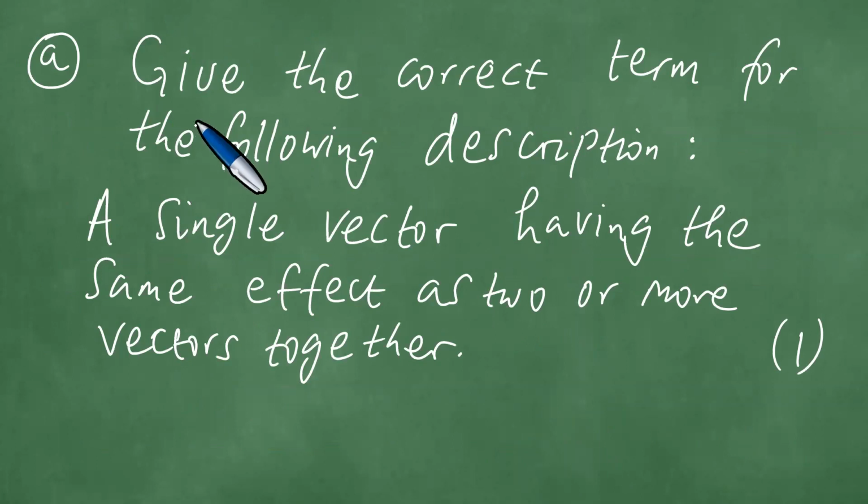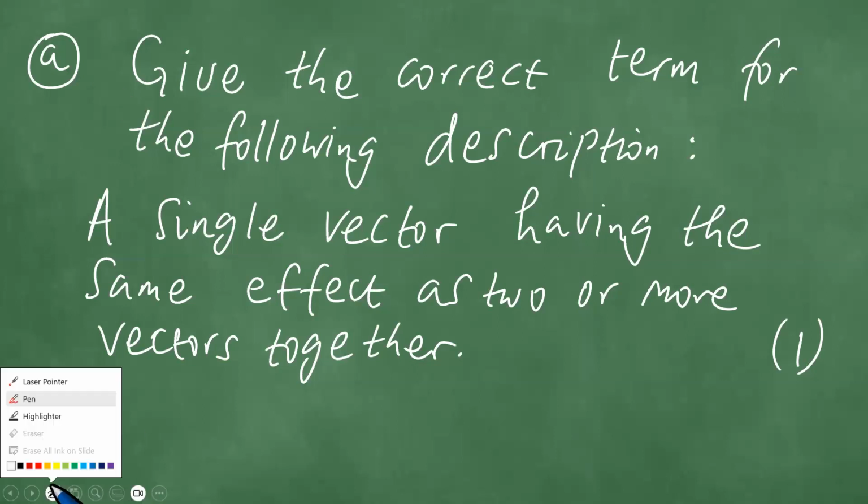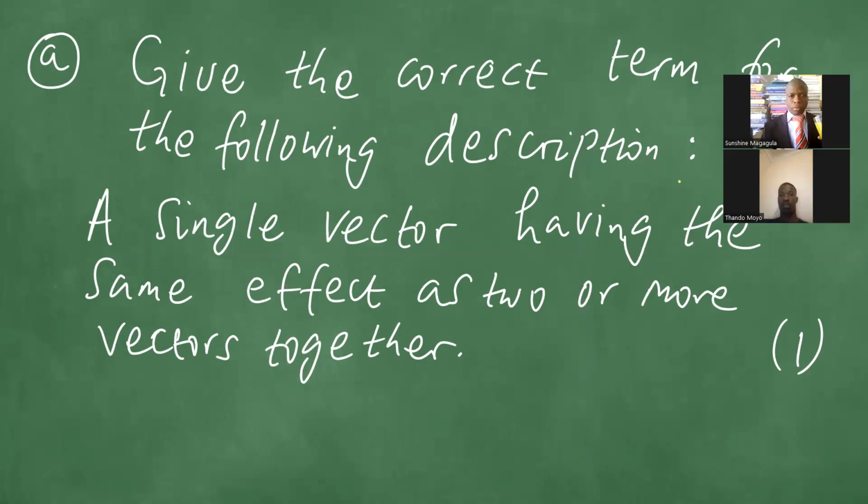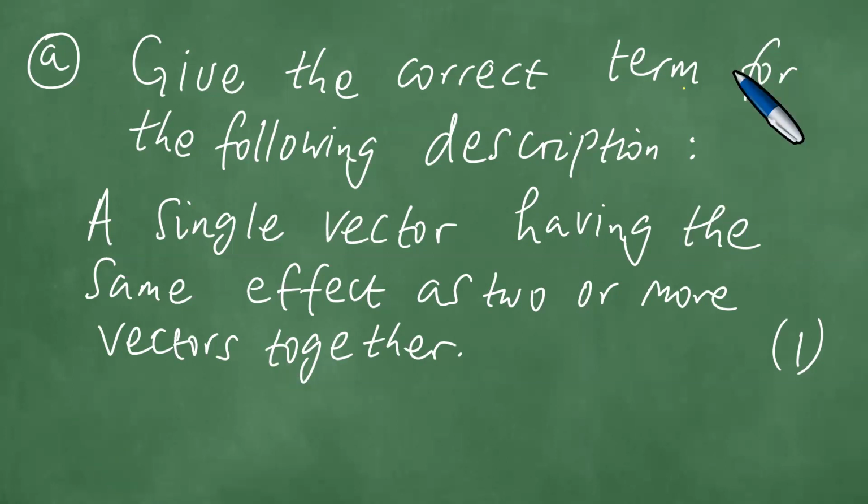Okay, the examiner says give the correct term for the following description: a single vector having the same effect as two or more vectors together. We actually were able to resolve that, and we're able to come to a common conclusion. And we say that must be the resultant vector. Okay, good. Right, we said that is the resultant vector.